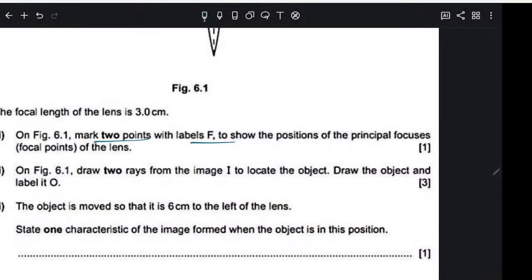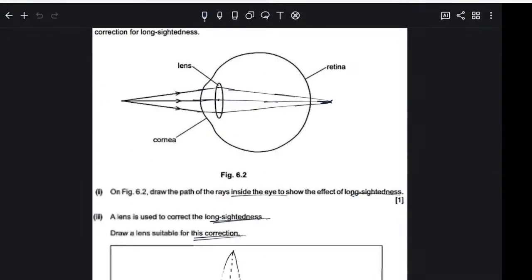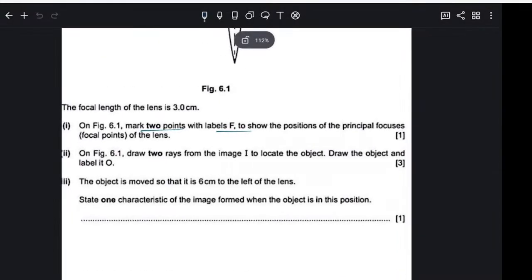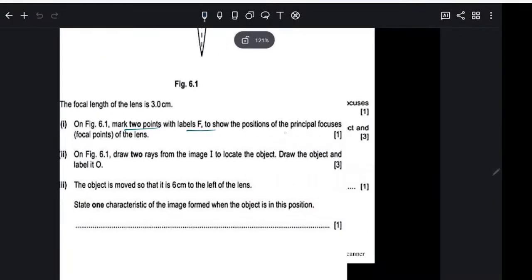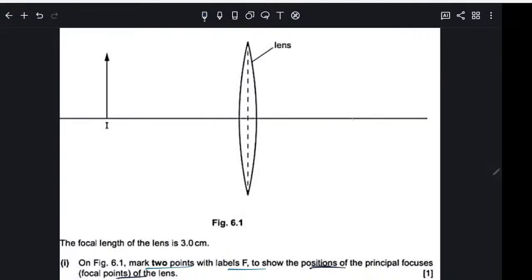Okay, give me a second. This thing is looking like it's fighting me. So let's see here. With labels F to show the positions of the principal focuses of the lens, the focal points. So in other words, if I come like this, I'm going to the focal point. Make sure when you put a focal point, measure the same distance and put it here. You have done the focal points.